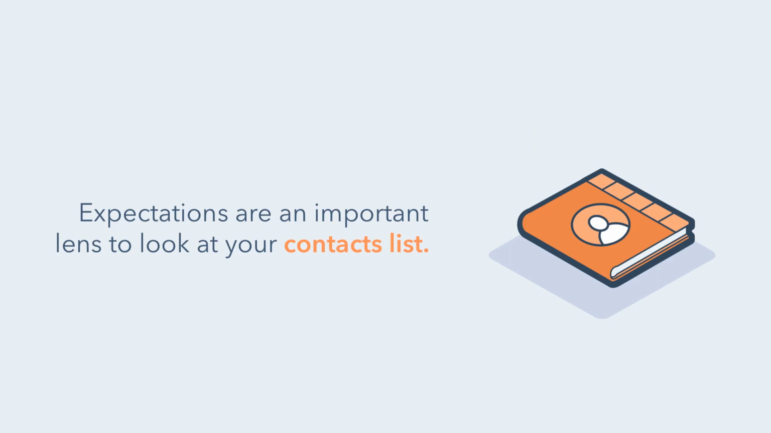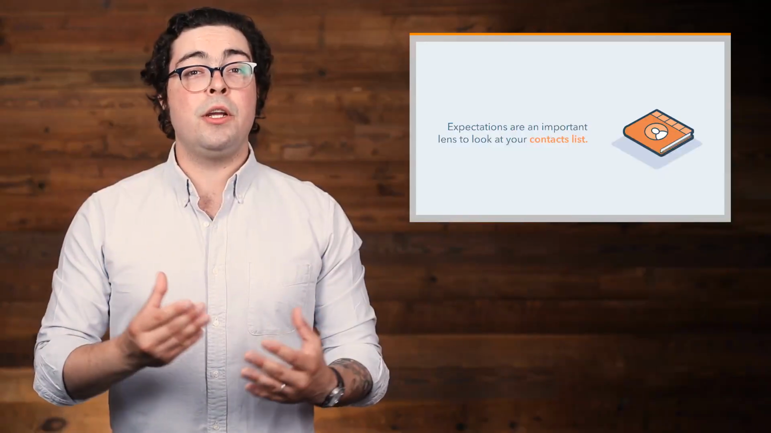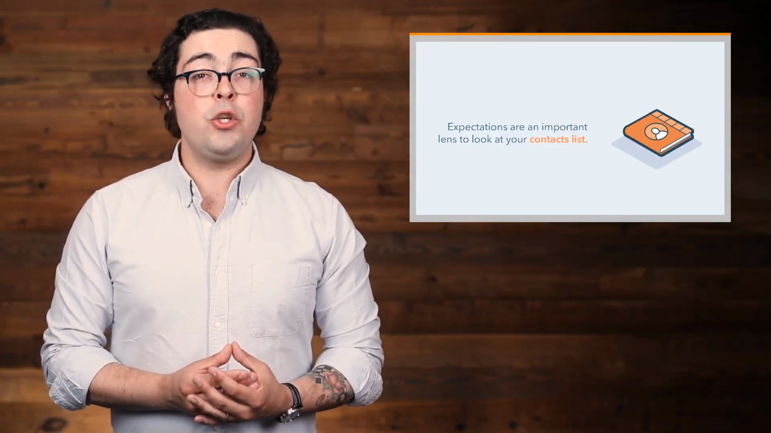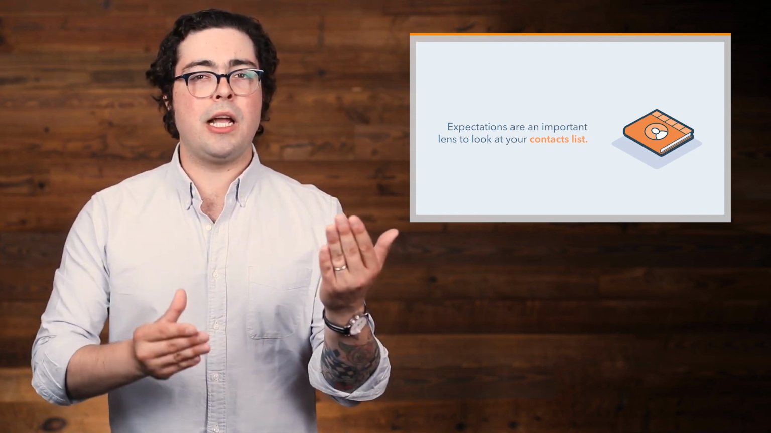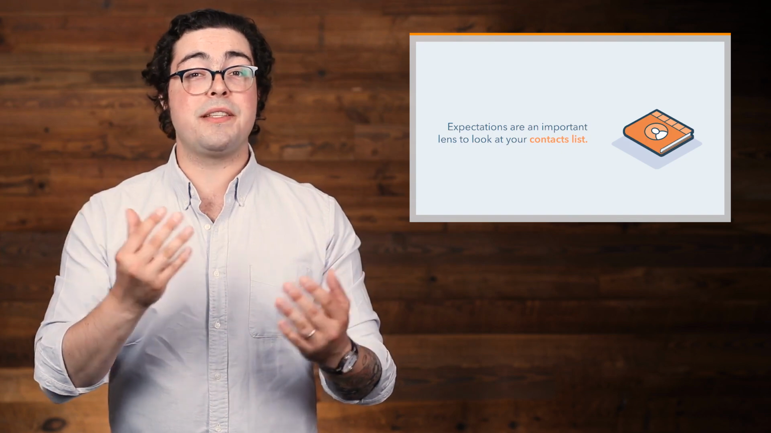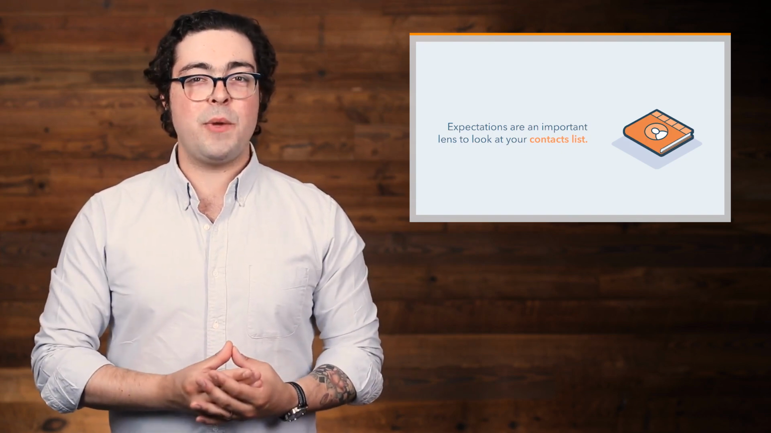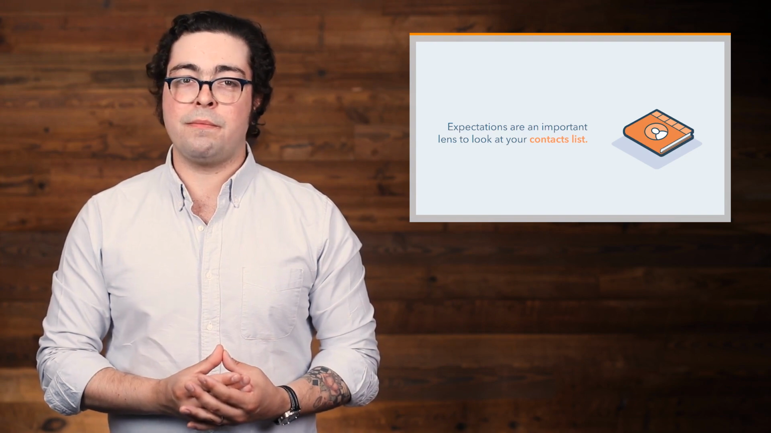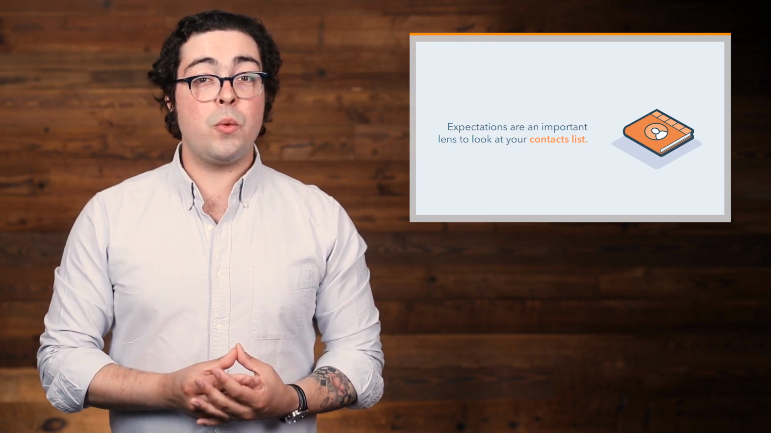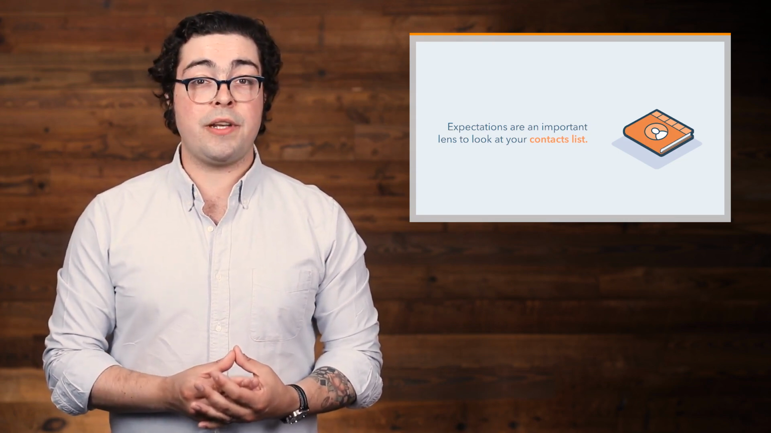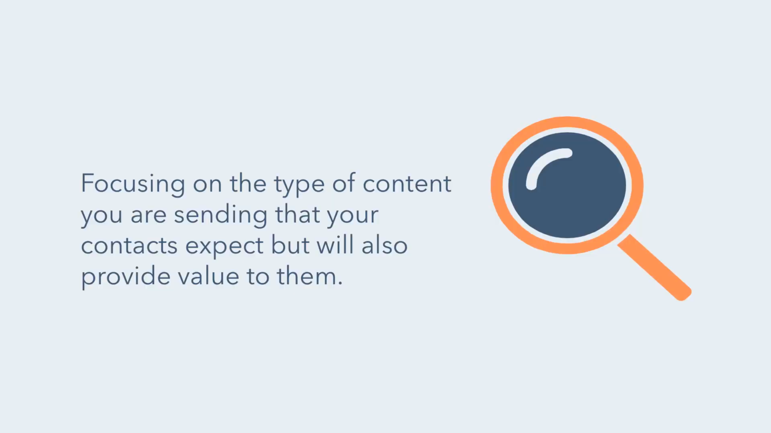This is why expectations are an important lens through which to look at your contact lists. For example, when reviewing your email performance metrics, you might determine that when an email send doesn't perform well, it might be because the content doesn't align with what they signed up for, or perhaps they're being sent more email than they expected. Setting expectations up front is a good place to start. Take a look at the frequency and the value that your contacts are expecting. This is where your content strategy will help you build trust and provide lasting value. Focus on sending content that your contacts expect and that will also provide value to them.